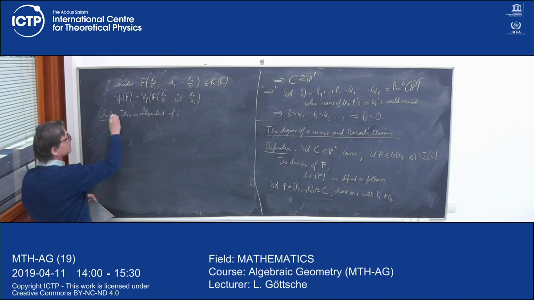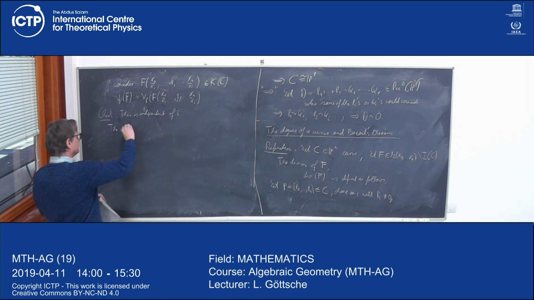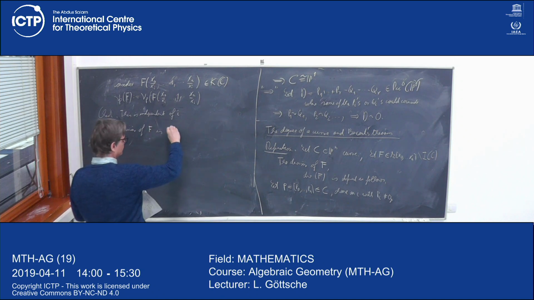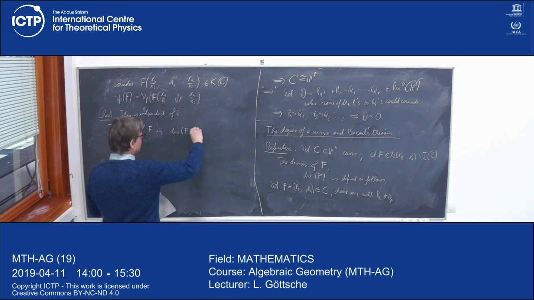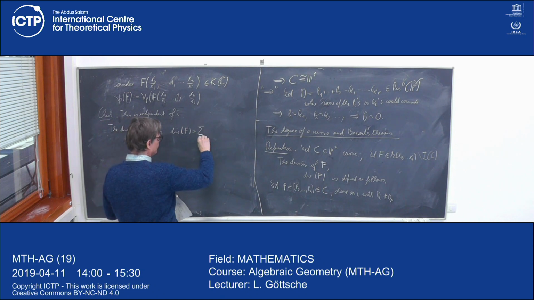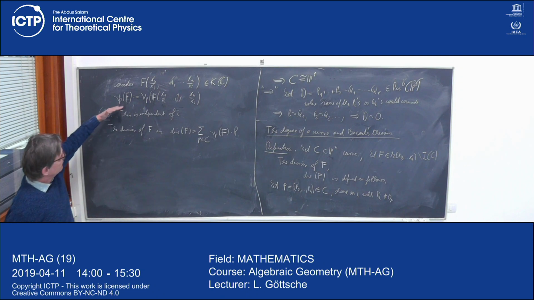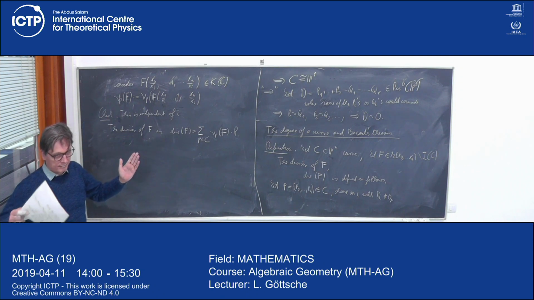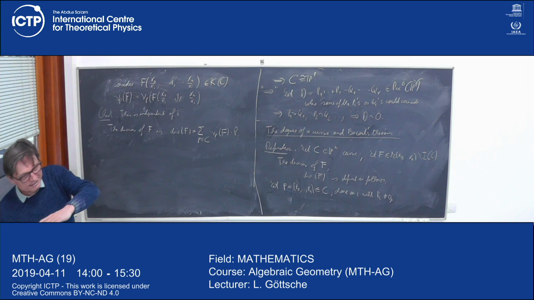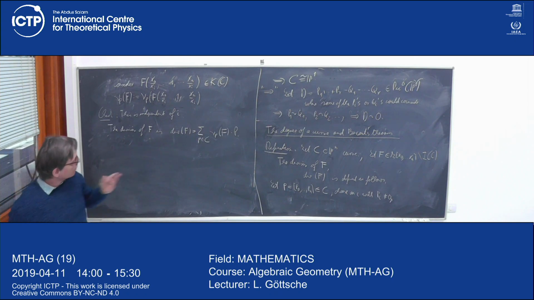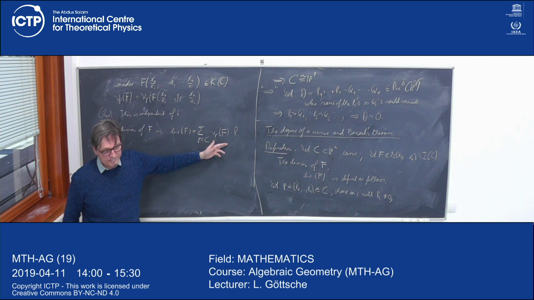So then the divisor of f is, div of f equals the sum over all p in C of the multiplicity of f at p times p. Notice that in one chart it's a rational function, and if you look at another chart, it is another rational function. So you do not know that the degree of this has to be 0. It usually won't be. In fact, you will see in a moment what the degree is.